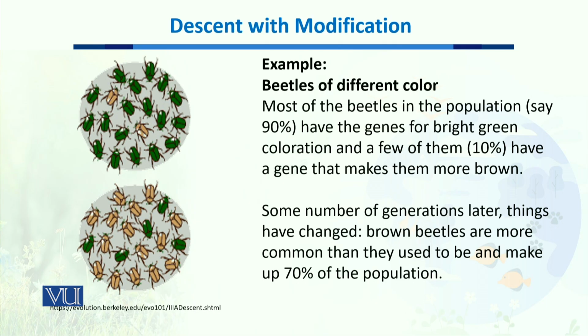Beetle is the best suited example of this important aspect of Darwin's theory of evolution. Beetles are arthropods, and as you can see in the first diagram, say 90% of the beetle population have genes for bright green color, and you can see a very small population which have the genes that make them look more brown.